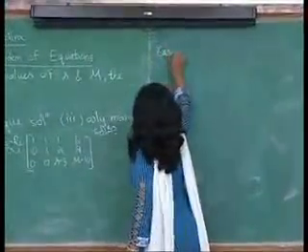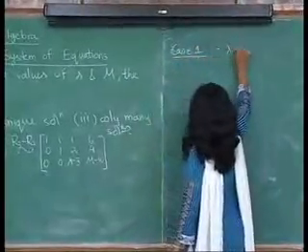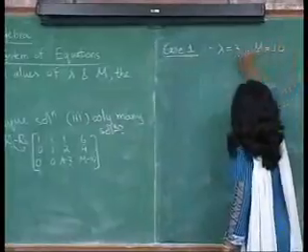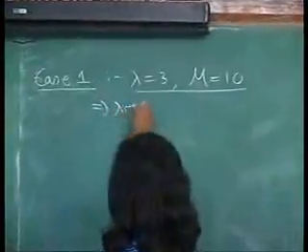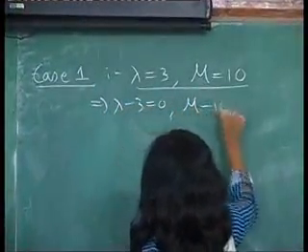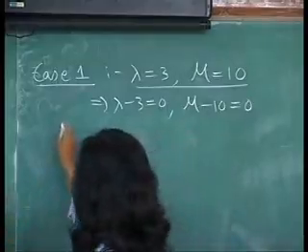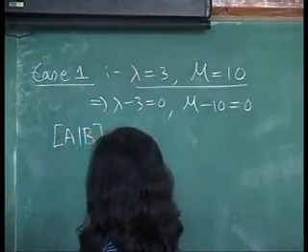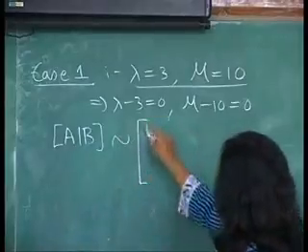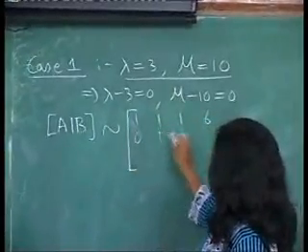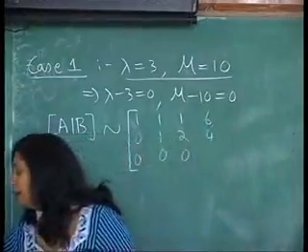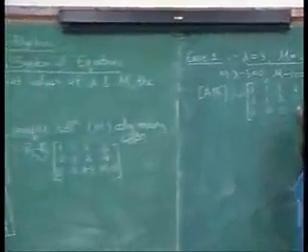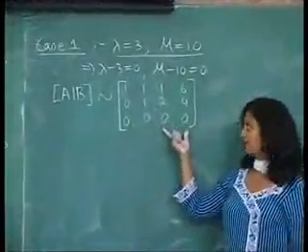Suppose first lambda is equal to 3 and mu is equal to 10. Then lambda minus 3 will be 0 and mu minus 10 will be 0. So if we look at the augmented matrix, it will be equivalent to 1, 1, 1, 6; 0, 1, 2, 4; 0, 0, 0, 0. So if lambda is 3, mu is 10, our augmented matrix will reduce to this.